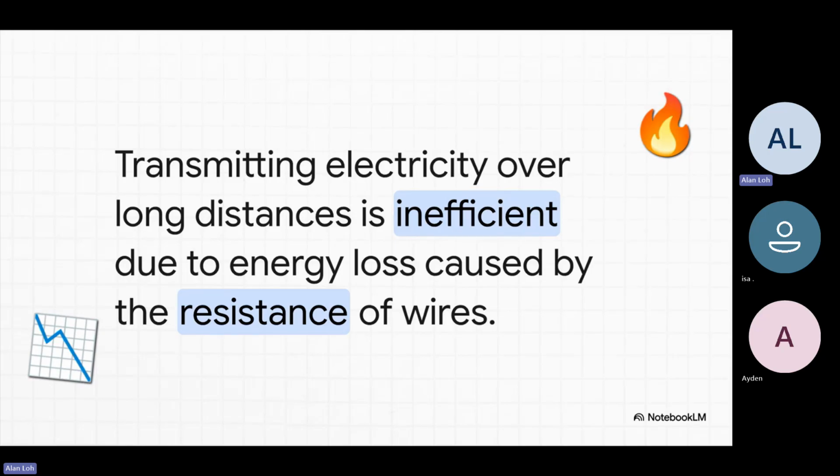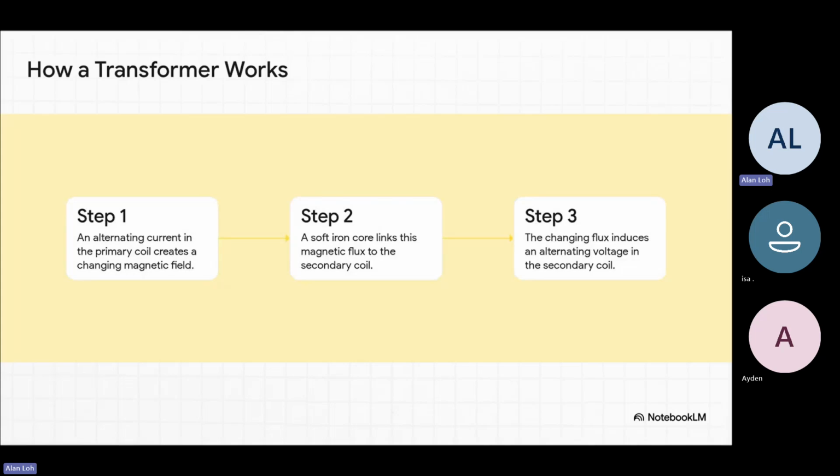It's incredibly inefficient. And the solution is just so elegant. A transformer uses that same principle of electromagnetic induction we just learned, but with a twist. There are no moving parts. It's all done with magnetism.